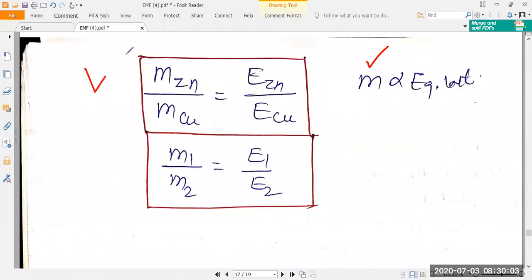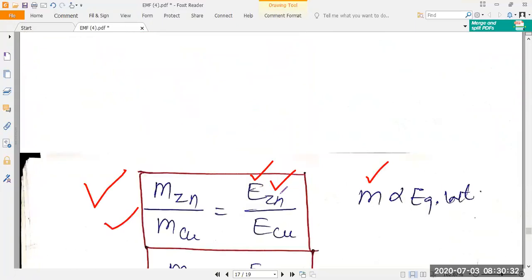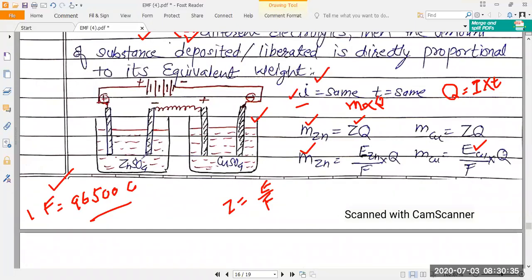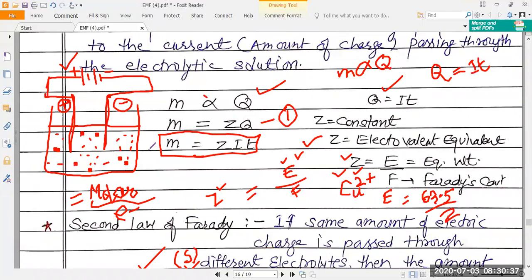So this equation may be written in this manner: m_Zn divided by m_Cu equals E_Zn divided by E_Cu. Here E is the equivalent weight of zinc and equivalent weight of copper, and M is the mass of zinc divided by the mass of copper. The relation is like this, and this may be written as M1 divided by M2 equals E1 divided by E2. So these were Faraday's first law and second law. I hope the point is clear to all of you.